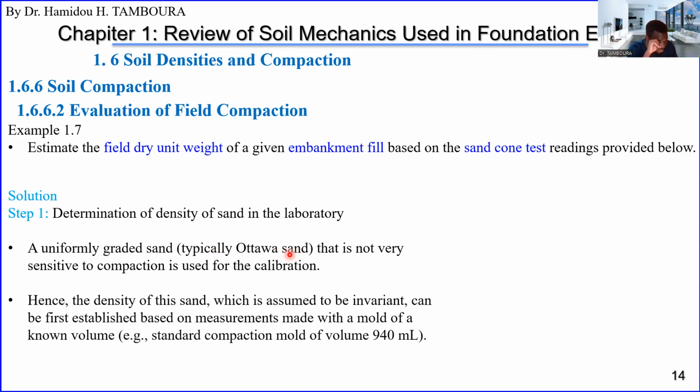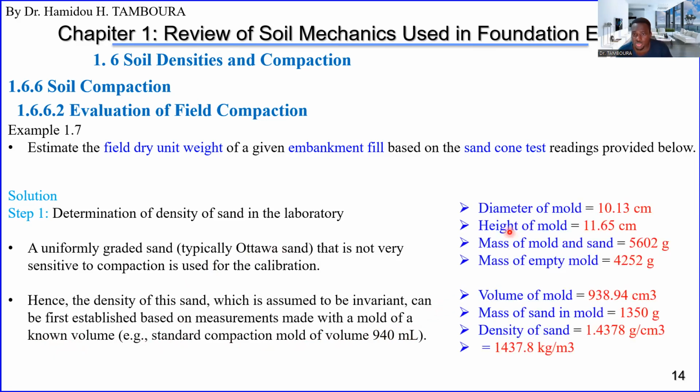So by doing that, the density of this sand, which is assumed to be constant, not changing, can first be established based on the measurement made with the mold. A known volume, the mold, for example, 940 milliliter.